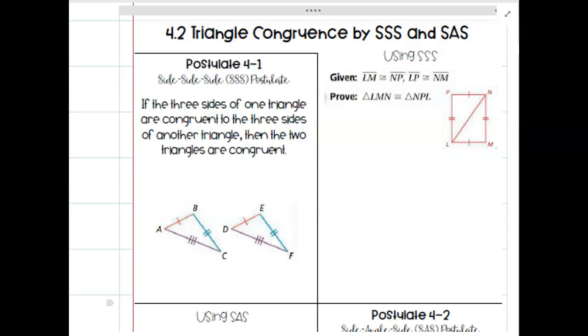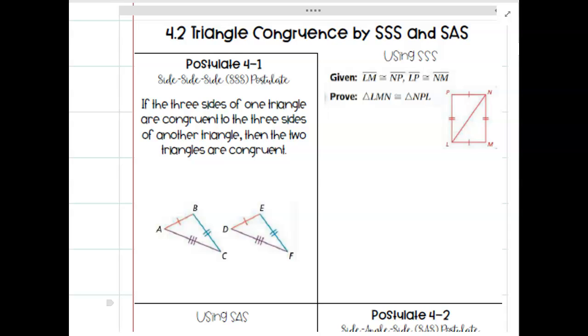So we have two postulates today. Before we actually talk about the postulates, I want to ask you guys if you remember, at the beginning of the year, we talked about the difference between a postulate and a theorem. Does anybody remember the difference between a postulate and a theorem? Opposite. You can prove a theorem.